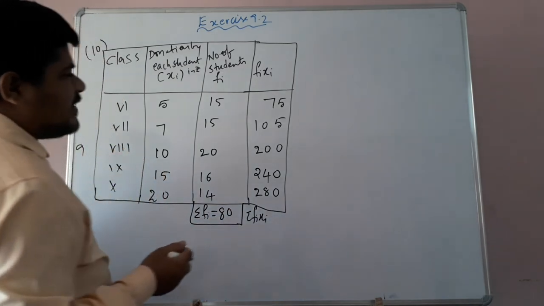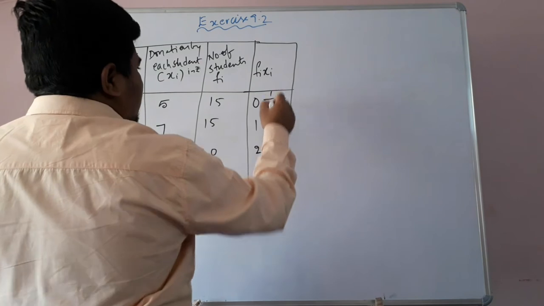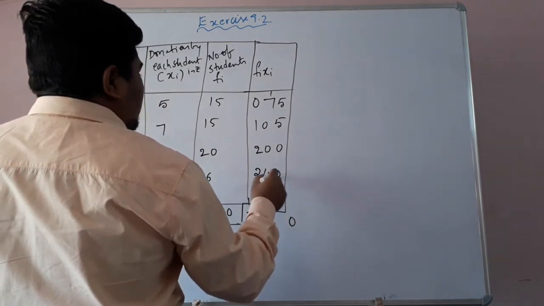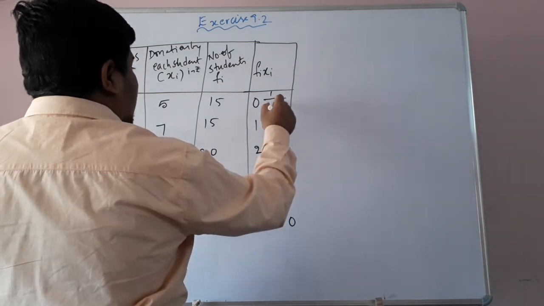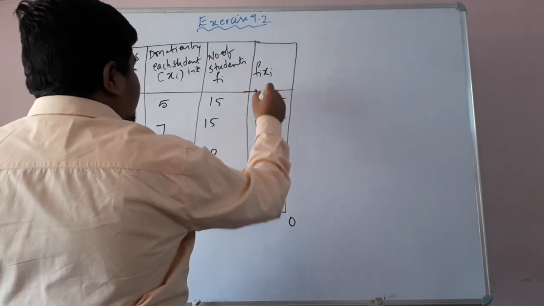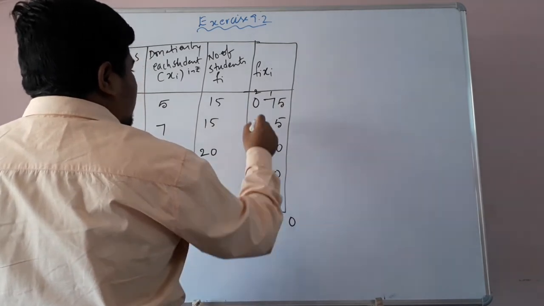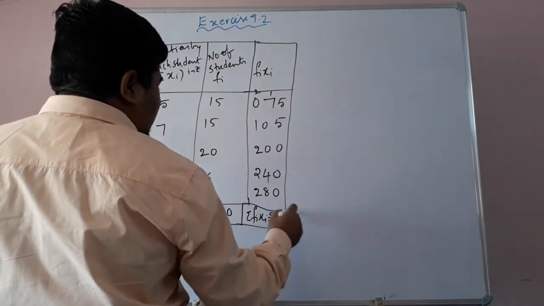Now sigma Fi Xi values we need to find. So here put 0. Okay, now 5 plus 5, what, children? 10. Okay, so 10. 8 plus 4, 12. 12 plus 7 is 19. 19 plus 1 is 20. 2 plus 2 is 4, 4 plus 2 is 6, 7 plus 2 is 9. 900. Sigma Fi Xi value is 900.